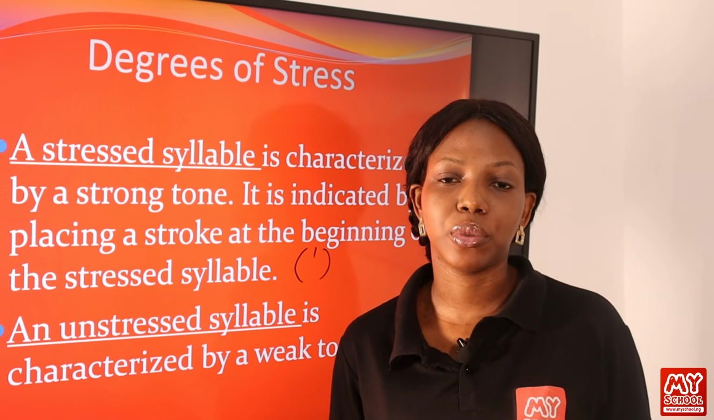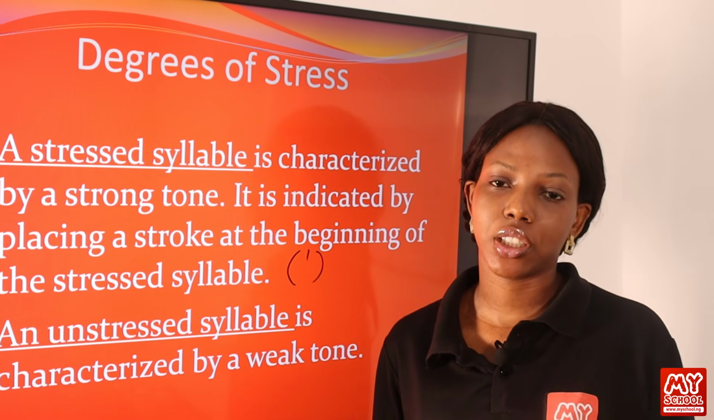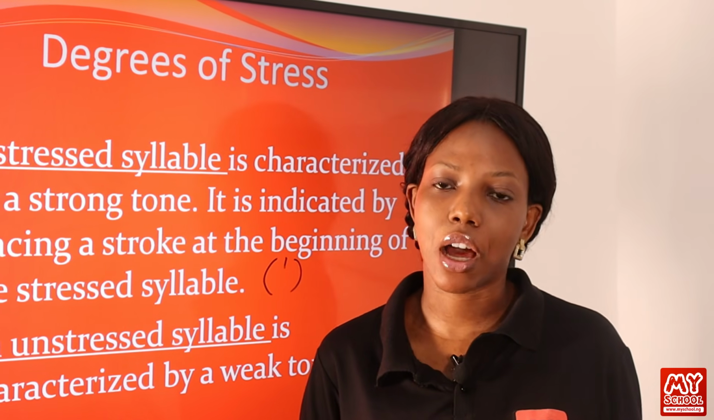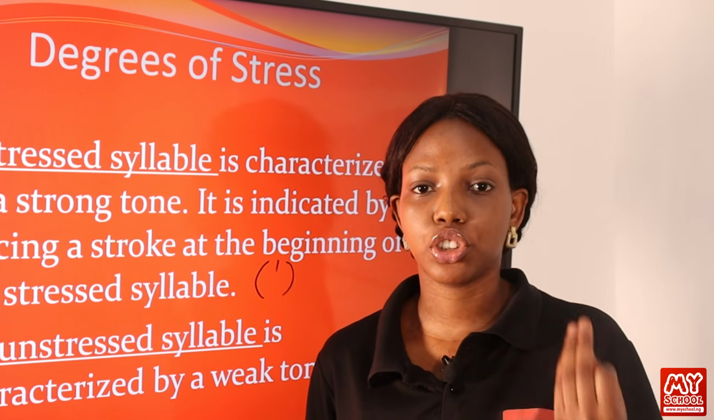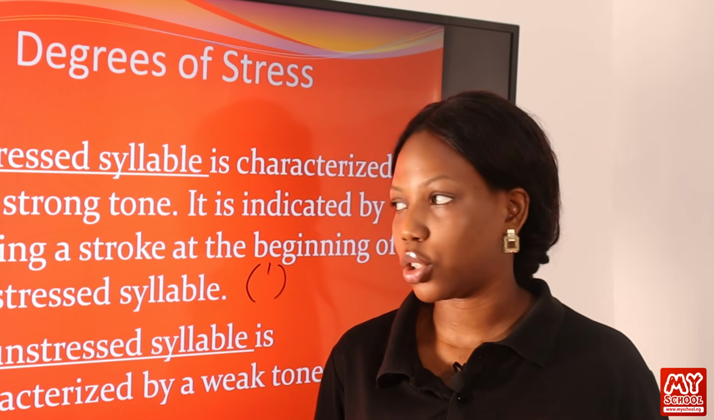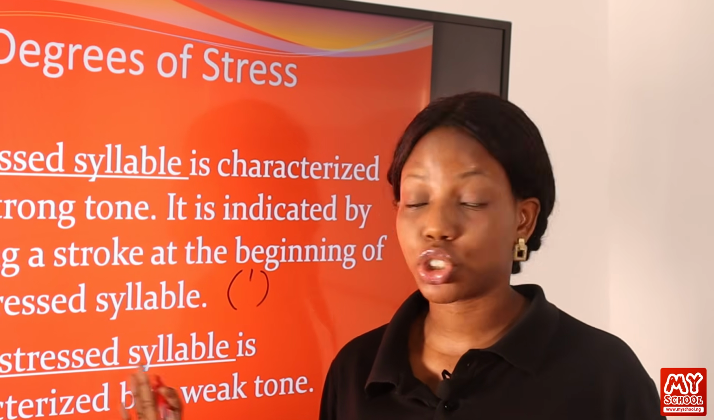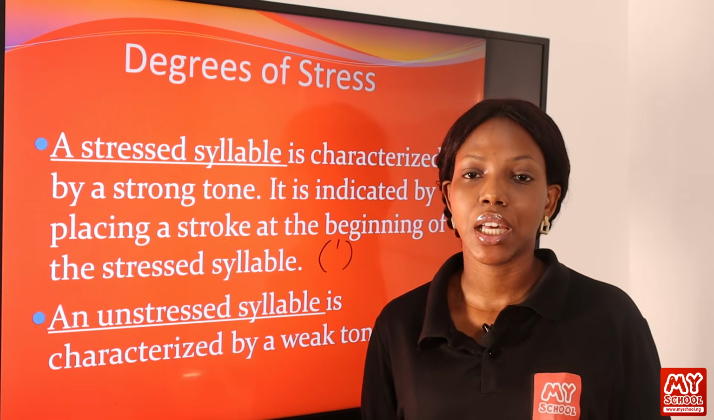So this is how we differentiate between a stressed syllable and an unstressed syllable in the pronunciation. One is louder, the other is not loud, it's soft, it's weak. One is strong, one is weak, okay? So a stressed syllable is generally strong, is a strong tone, while an unstressed syllable is a weak tone. So this is what we will be focusing on, and this is how we would explore examples, okay? So let's go to the next objective, which is the word stress.